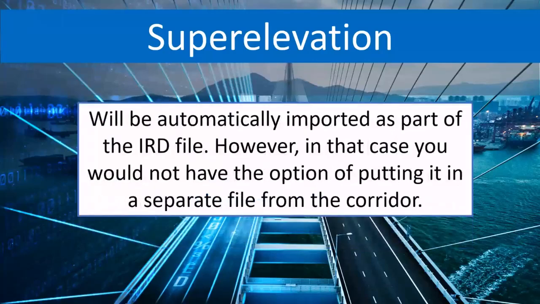Now, I mentioned earlier that's one method to do it. The other method is to bring it in as part of the IRD. So if you have an IRD, it will come in as part of that IRD. The only problem with this workflow is that you don't have the option of putting it in a separate file from the corridor, which most people like to keep their super in. If you do it this way through the IRD, you don't have that option. It's automatically going to go into the same file. Now, in my case, I've already brought it in a separate file through the CSV.